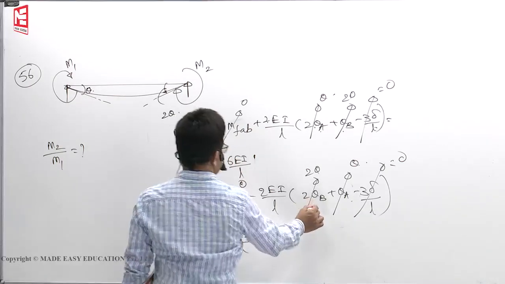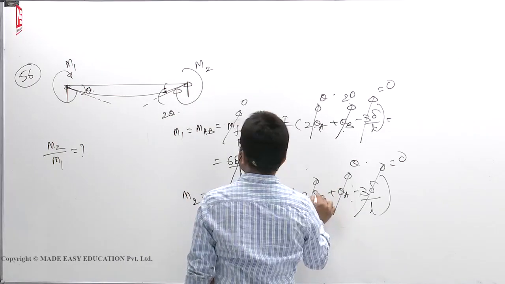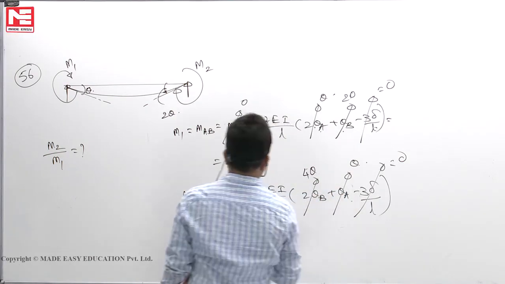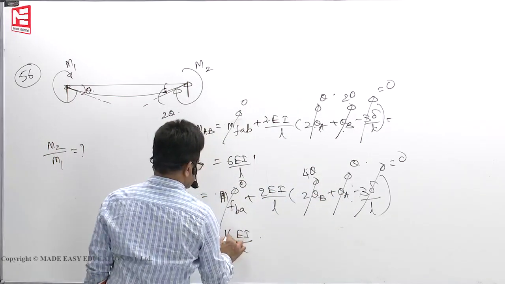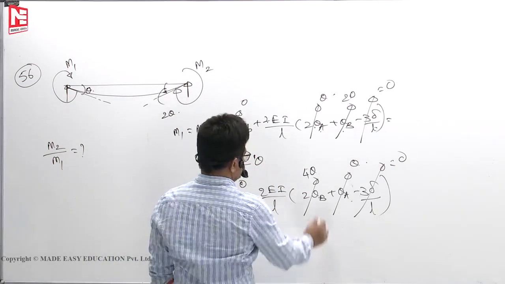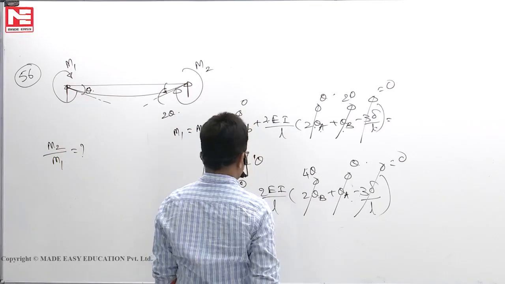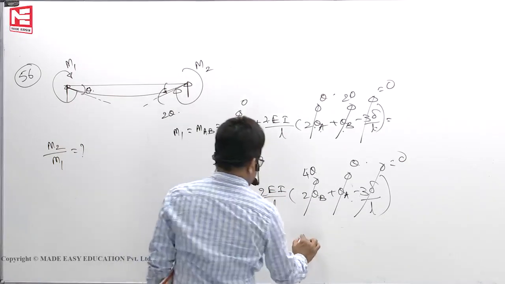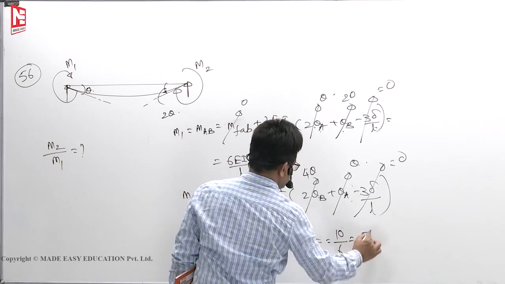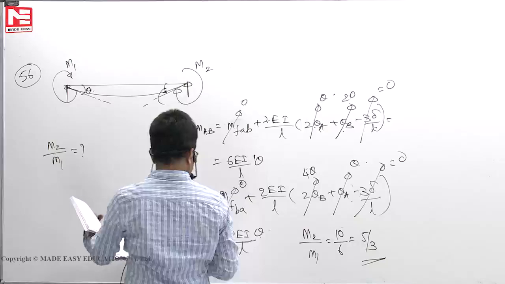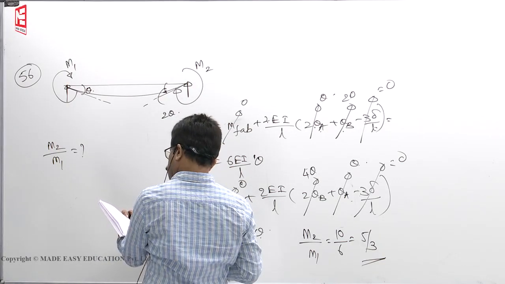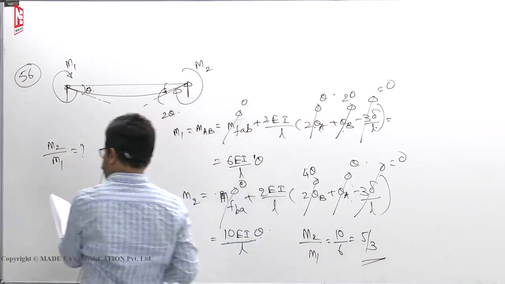So you will get 2 times near end, 2 times theta, 4 theta, plus 1, 5, 5 into 2, 10. Then he is asking M2 by M1, that means 10 by 6, that means 5 by 3. M2 by M1, 5 by 3. Question number 56, option C.